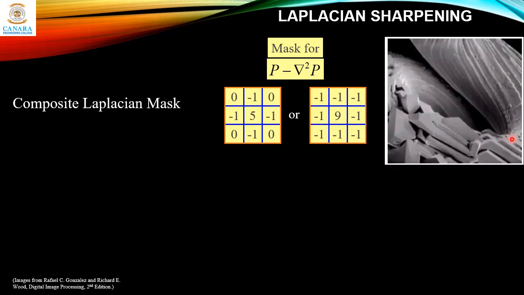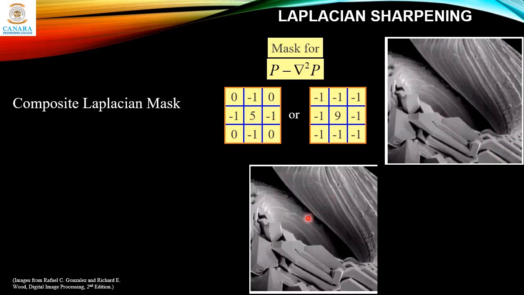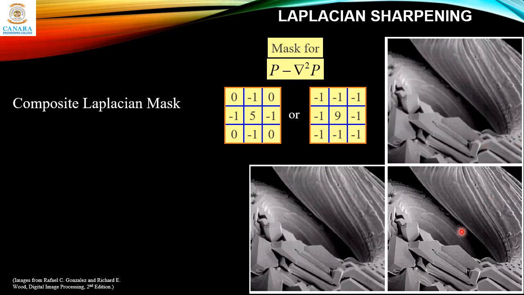So let us see the result of this. This is an image from an electron microscope. Now if you apply the filter with 5 at the center, look at the result. It has improved a lot, and here the less sharp details have become much sharper. Now if you use the second mask, you can see it is further sharpened. It is much more enhanced than the original image, or even the mask with the 5 at the center. So this is the use of a composite Laplacian mask.